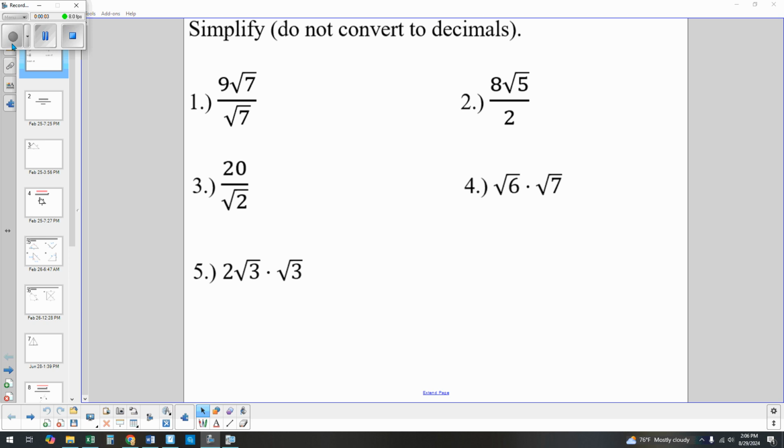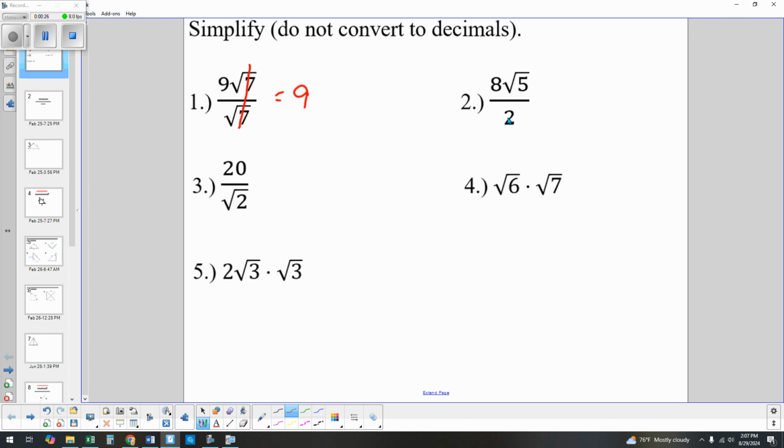This is lesson 9.2, and before we start that, we're just going to look at reducing some radicals or doing some work with some radicals because we're going to need that for today's lesson. So here, if I have a square root of 7 divided by a square root of 7, those cancel. Anytime we have a root over a root, we can divide those numbers. This is really like the square root of 1, which is 1, and 9 times 1 is just 9.